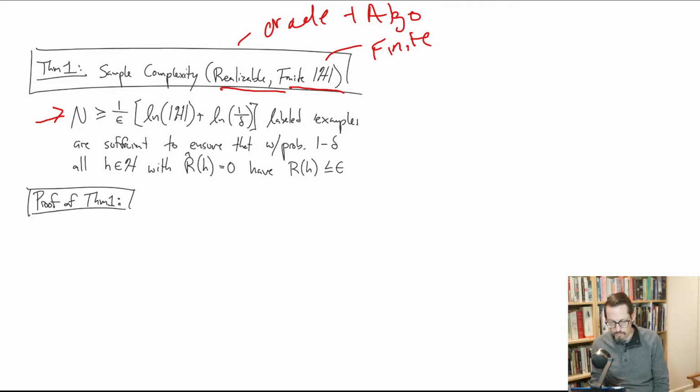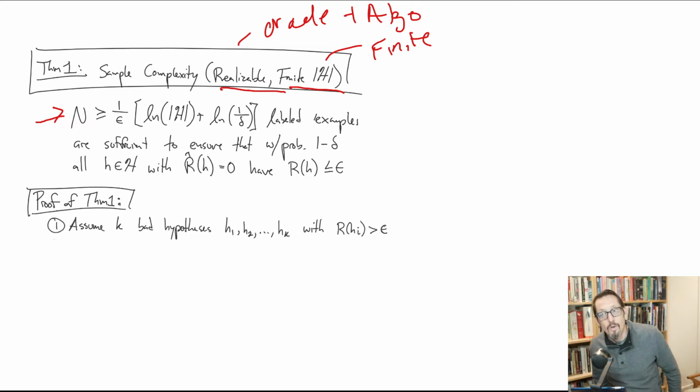So here's that proof. Let's start with the opposite. Let's start by assuming there are bad hypotheses. And they're bad in the sense that if you pick that hypothesis, your error is going to be greater than eta. You're going to be too far away from what you want. So you're going to get a true error that is worse than eta. Okay? We're going to say there are k of them. So there's k bad hypotheses, h1 through hk.